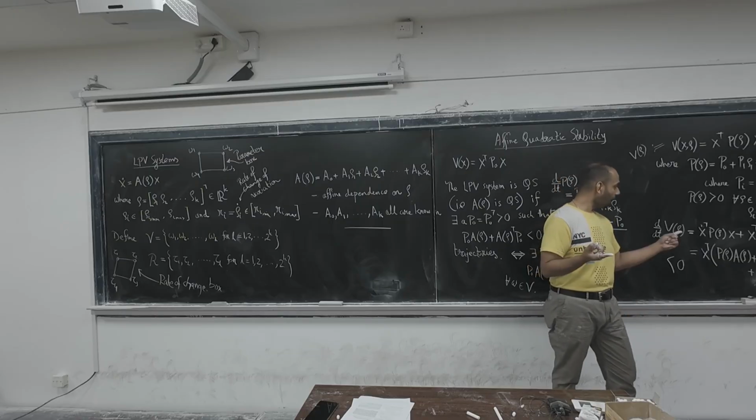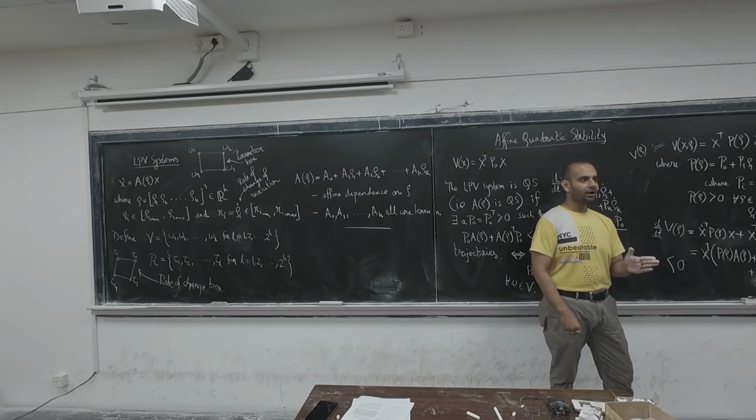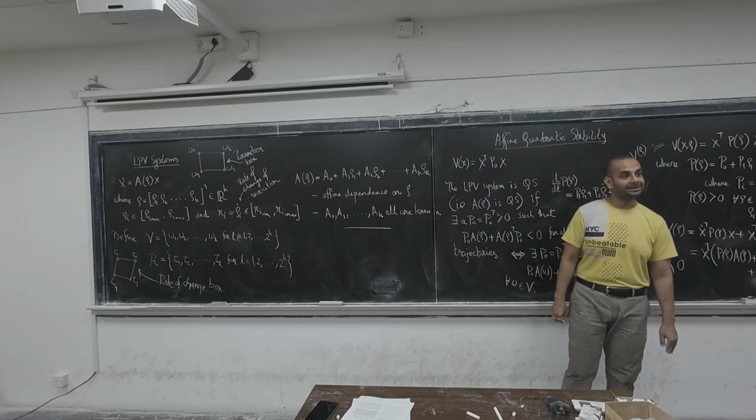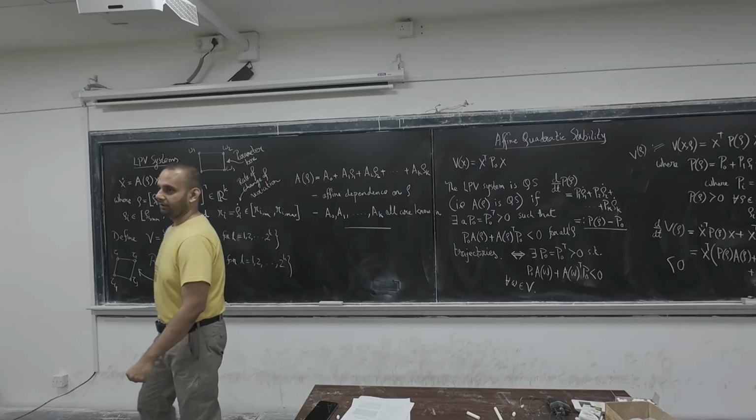Now, how can we handle this P rho dot? That is completely a different variable. Not only that, it may not always be an independent variable, because the variation of rho dot directly depends upon rho. That's the main problem in affine quadratic stability. Are you getting it?